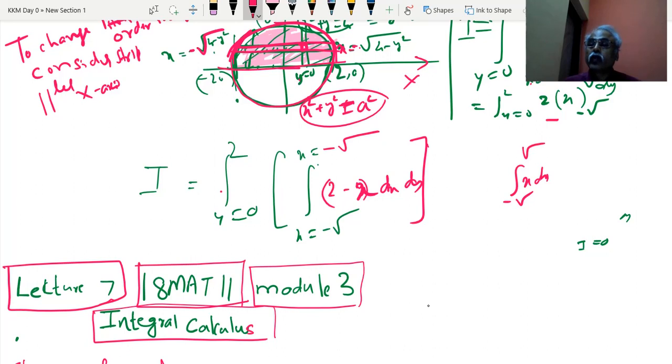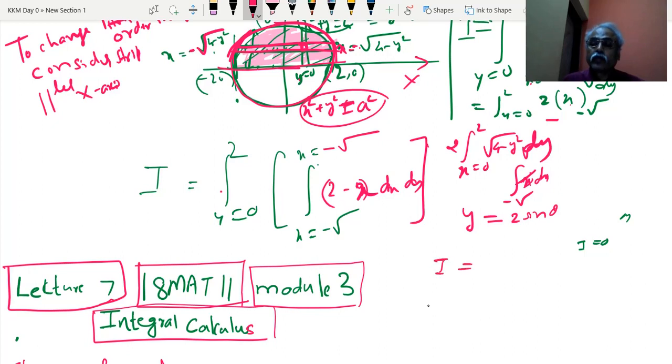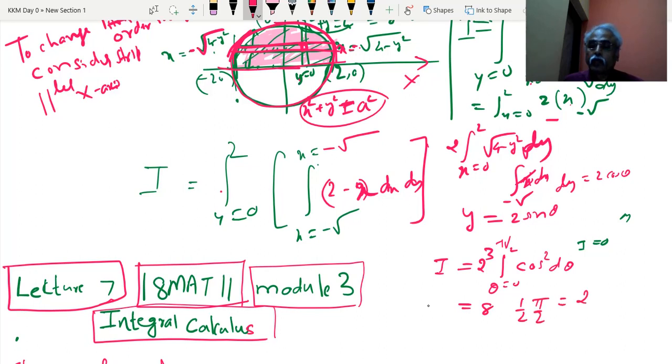Only the 2 dx part, when you integrate, becomes 2x. 2x is 2 times the square root of this, so it becomes y equal to 0 to 2, 2 times the square root of 4 minus y square dy. If at all we want to integrate this, you have to substitute y equal to 2 sin theta. When I substitute y equal to 2 sin theta, the integration becomes 2 times, theta from 0 to pi by 2, this is 2 cos theta, and dy also becomes 2 cos theta. So totally 2 cube cos square theta d theta, that becomes 8 times 1 by 2 times pi by 2, which is 2 pi, becomes the answer.